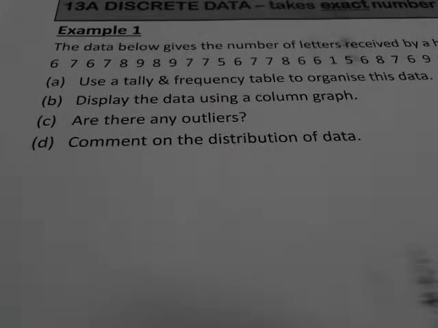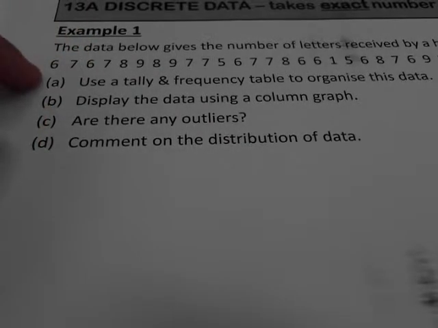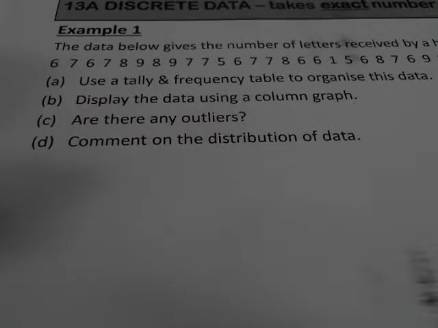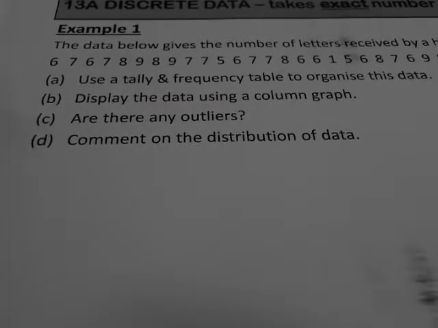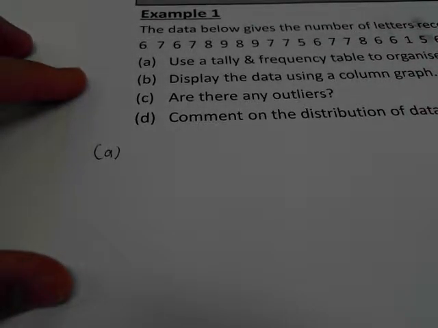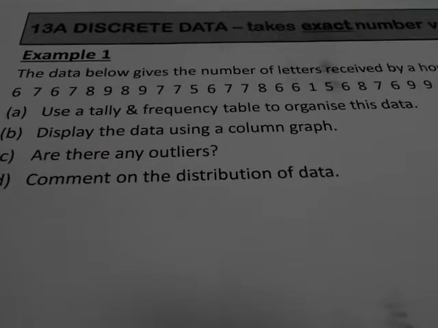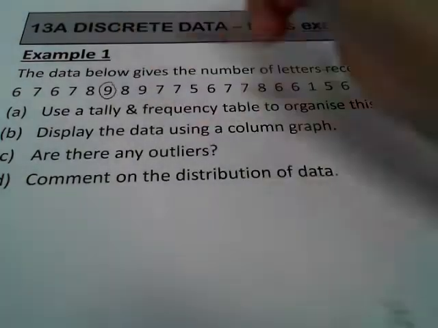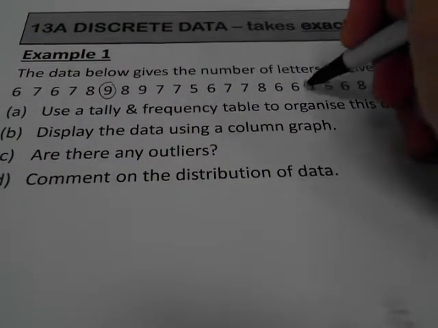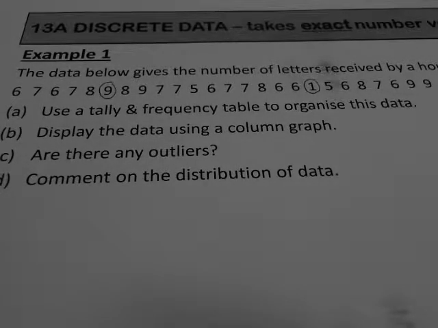When you're given discrete data, and they will give you 6, 7, in this case, the number of letters, each of these values here will represent the number of letters that you have gotten. Okay? And what you need to do, if we are going to do part A, is draw a frequency table. Let's have a look at what numbers we can find. The highest that we have so far will be 9. The lowest we have so far would be 1. So we need to draw a table with the number of letters ranging from 1 to 9.